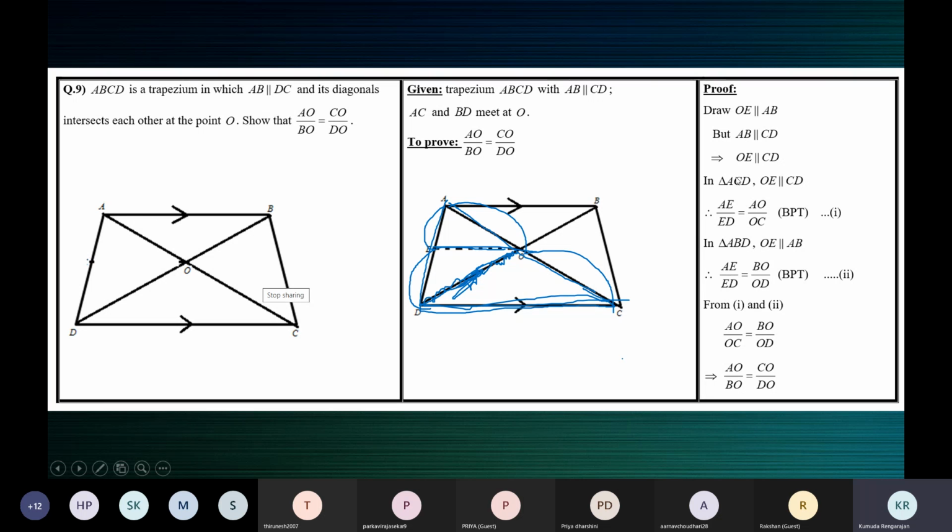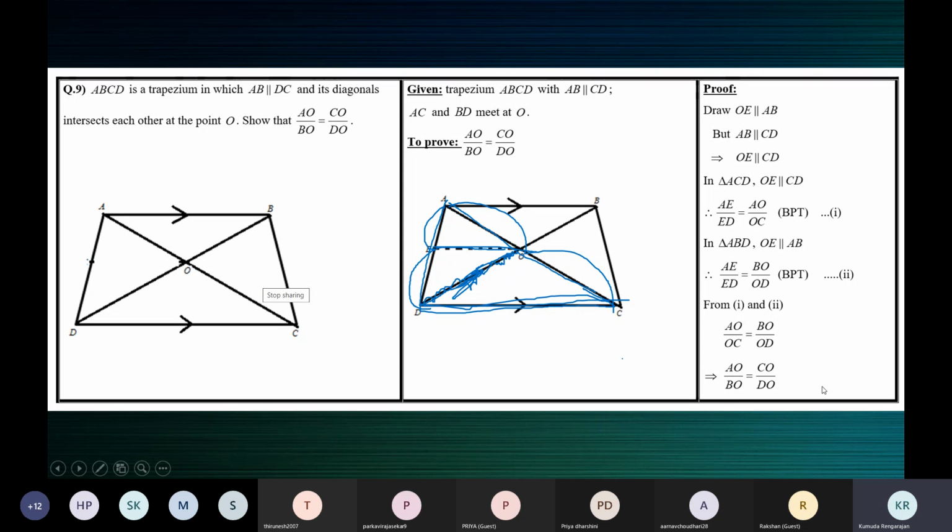You have to take up this and this set of parallel lines. This one is in one triangle. This is another triangle. In both the triangles, use BPT. Write the proportion. When you identify the triangles, you can make out that AD is the common side. So AE by ED is common to both. That's how when you compare, you get a new proportion: AO by OC is equal to BO by OD.